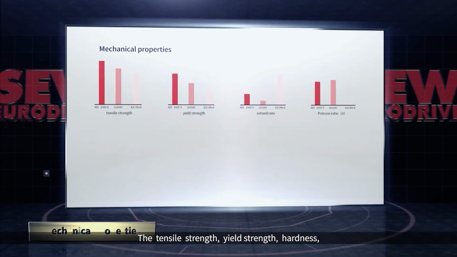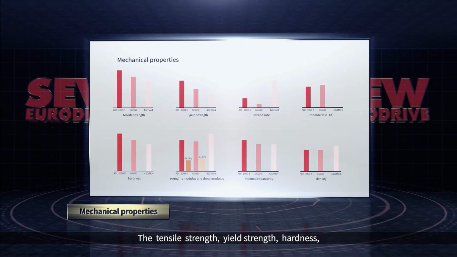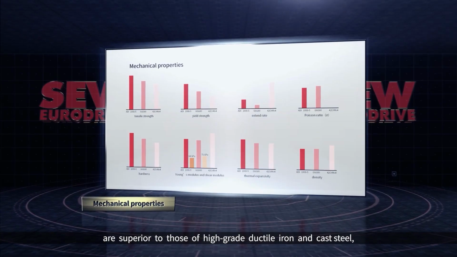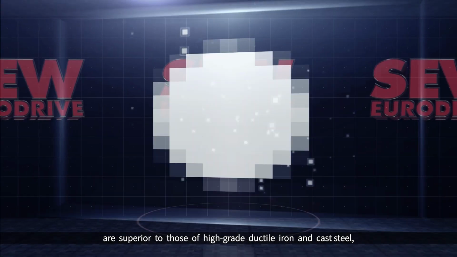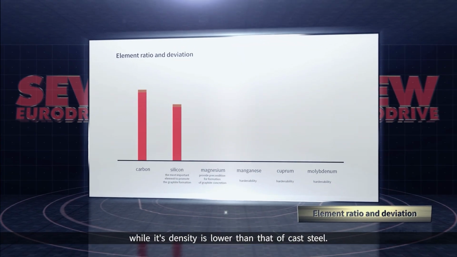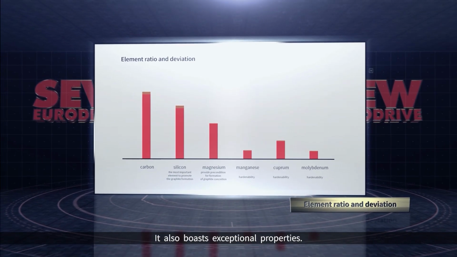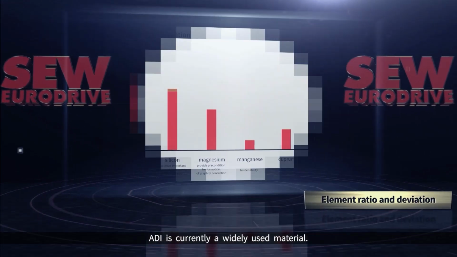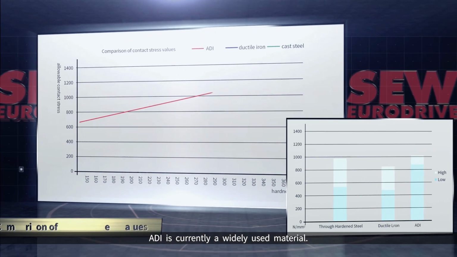The tensile strength, yield strength, hardness, and other mechanical properties of ADI material are superior to those of high-grade ductile iron and cast steel, while its density is lower than that of cast steel. It also boasts exceptional properties. ADI is currently a widely used material.